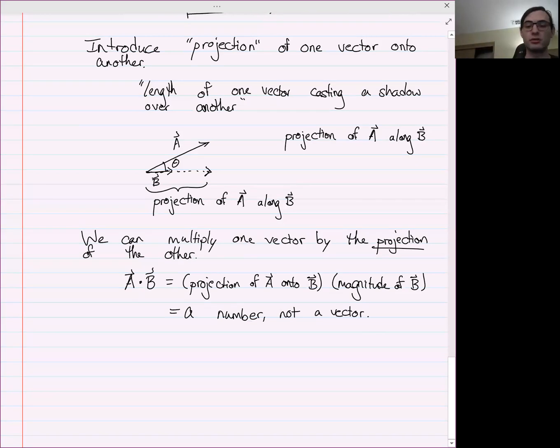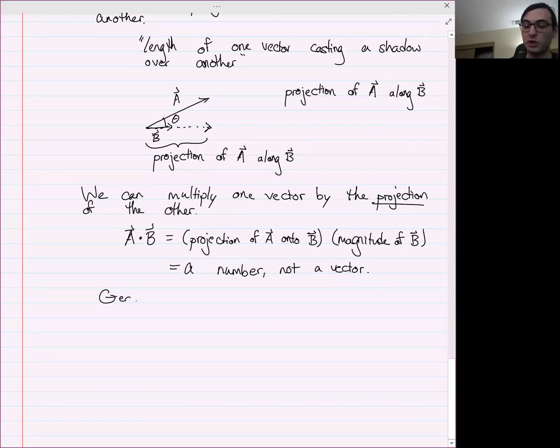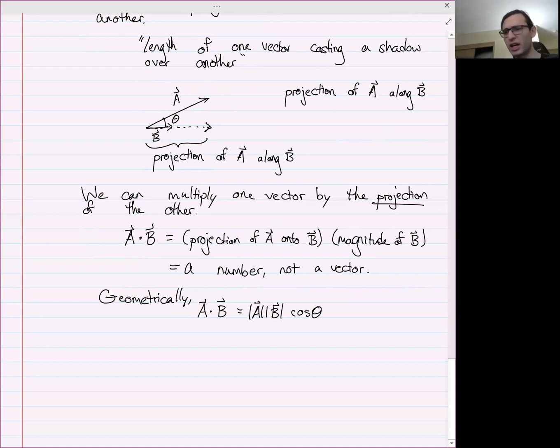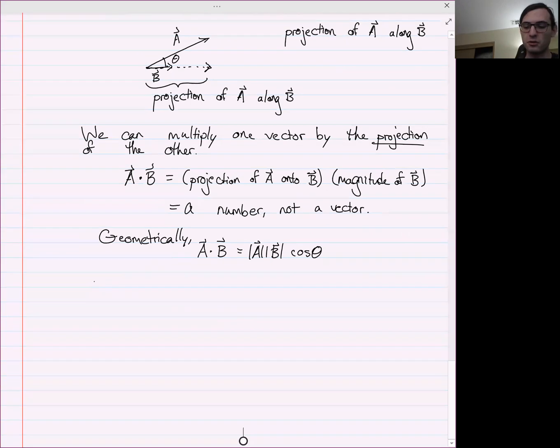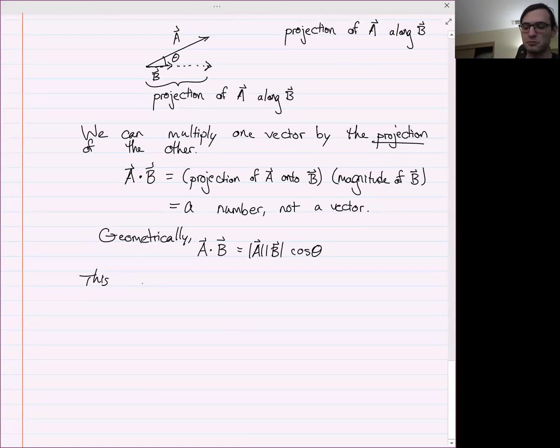So geometrically, you could just work out the geometry. If the angle is theta between them, then the number that A dot B is, that is just the magnitude of A times the magnitude of B times the cosine of that angle. And I challenge you to go home and work that out, verify that what I just said is true. And this type of vector multiplication we call the scalar product or the dot product. And I'll use those interchangeably.